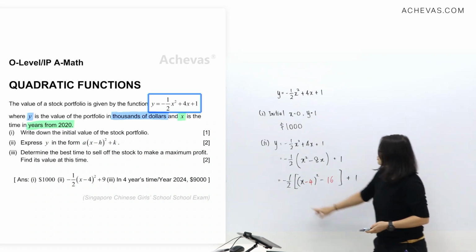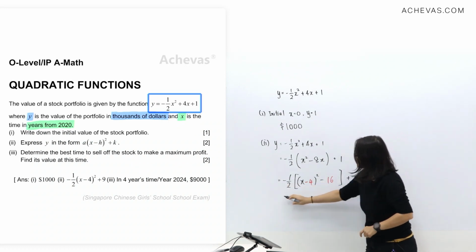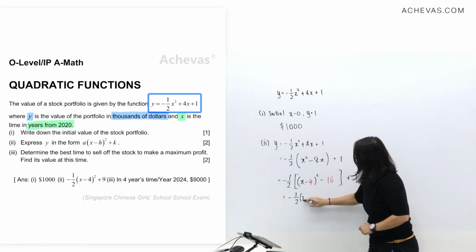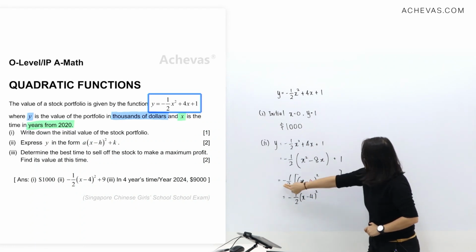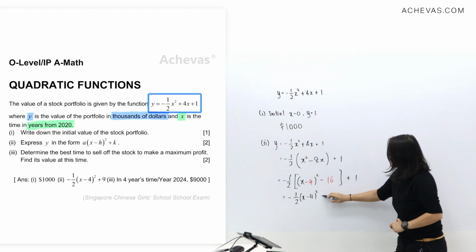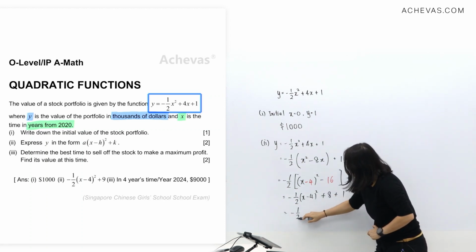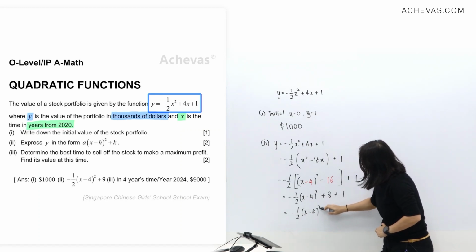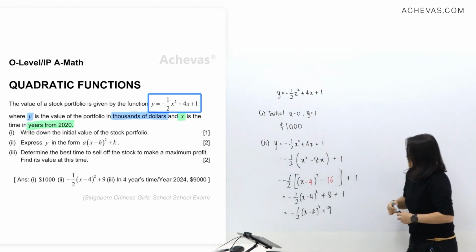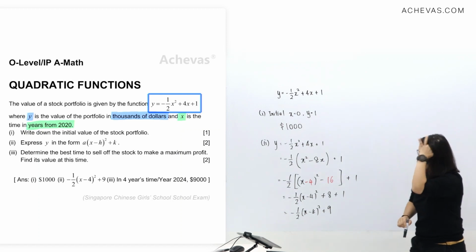Next step, I'm going to distribute negative half in here. So I have negative half times x minus 4 squared. Negative half times negative 16, that's a positive 8. And one last step, I have negative half times x minus 4 squared plus 9. Okay, so this one here is my part 2.